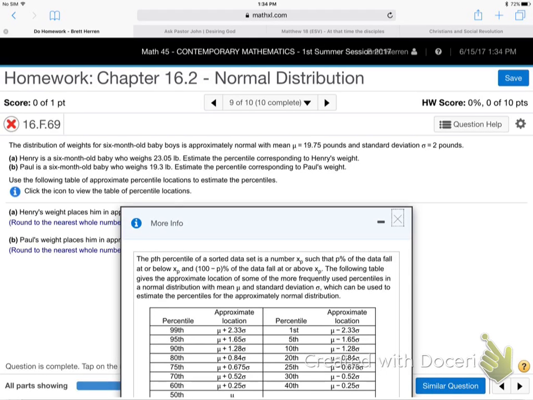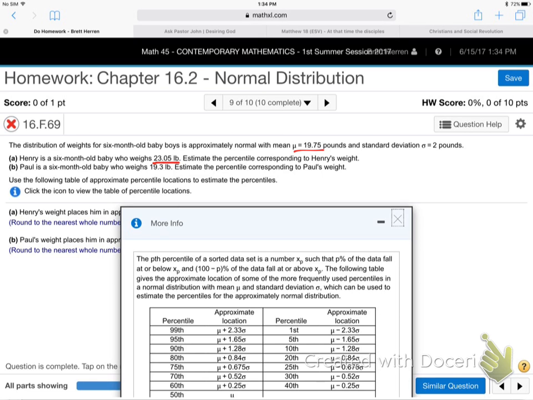All right, so this one's a little more tricky. Henry's a 6-month-old baby boy. He weighs 23.05 pounds. Estimate the percent corresponding to Henry's weight. So you just have to guess and check and find the right one. Let's try to do it smart though, so we don't waste too much time. So look at Henry. Here's Henry's weight, 23.05 pounds. Is Henry more or less than average? What's the average? There's average. Henry's above average, right? He's a healthy boy.